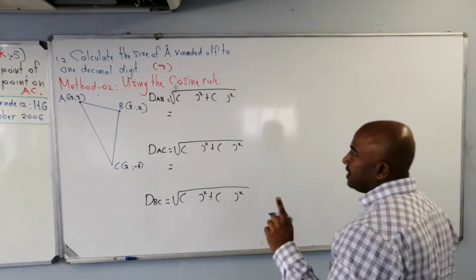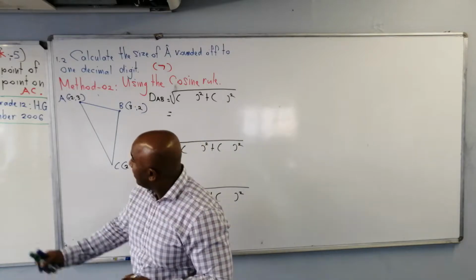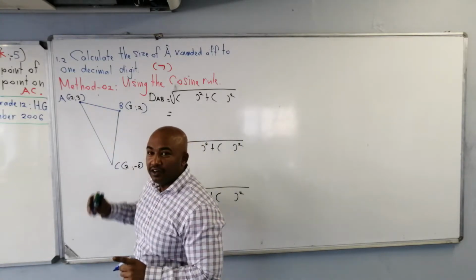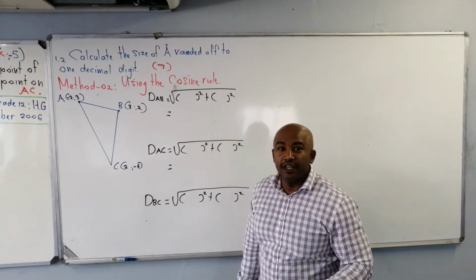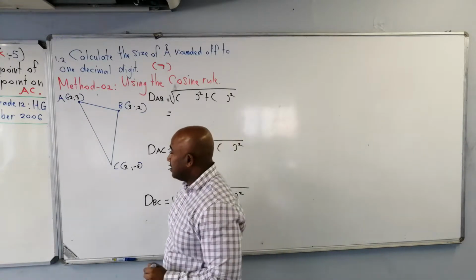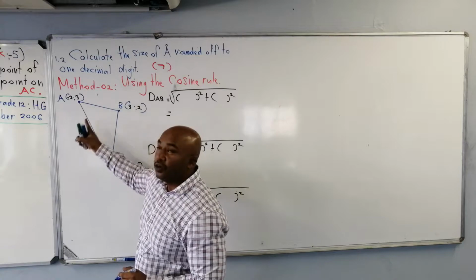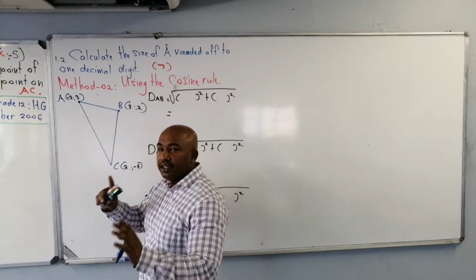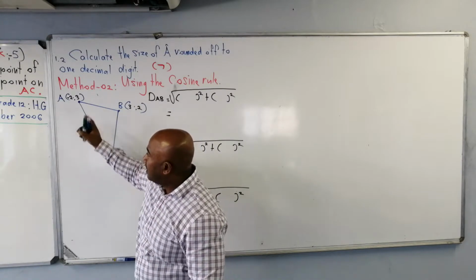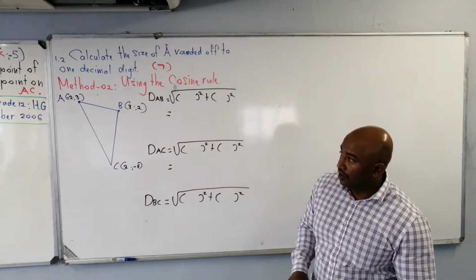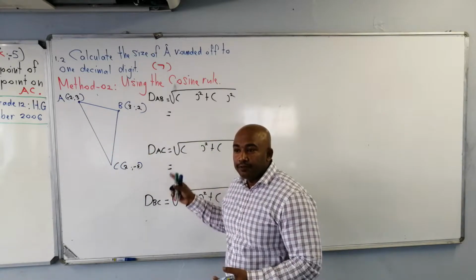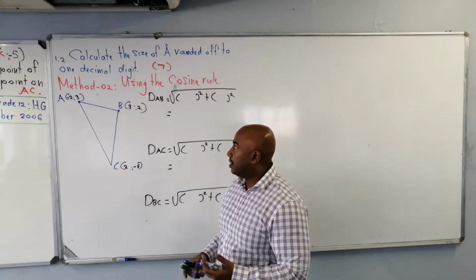We now deal with the second method for finding the value of A. What we're going to do now is use trigonometry. I'm going to find all three sides and then use the cosine rule to find the angle A. So let's do that. In order to find the length of the side, I will use the distance formula.